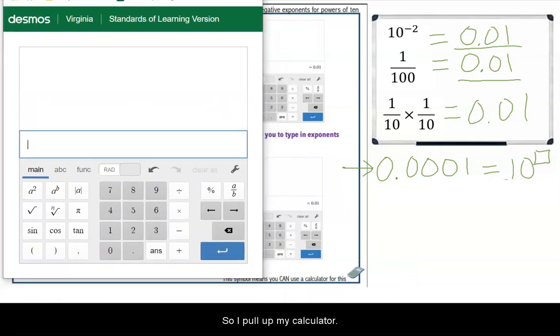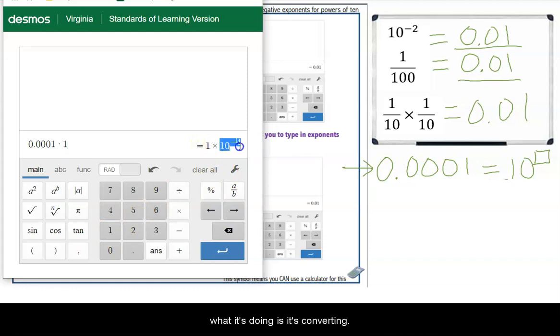So if I pull up my calculator, what I'm going to do is put this number in, 0.0001. Now notice, there's no solution here. But watch what happens when I multiply it by 1. When I multiply it by 1, it tells us I have 1 times 10 to the negative 4. So what it's doing is converting this number to its power of 10 with the exponent. So we can determine that 0.0001 is equal to 10 to the negative 4th power.